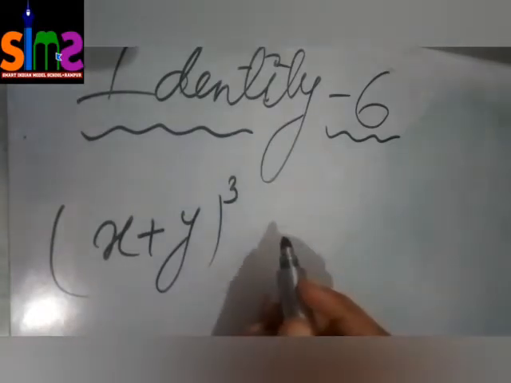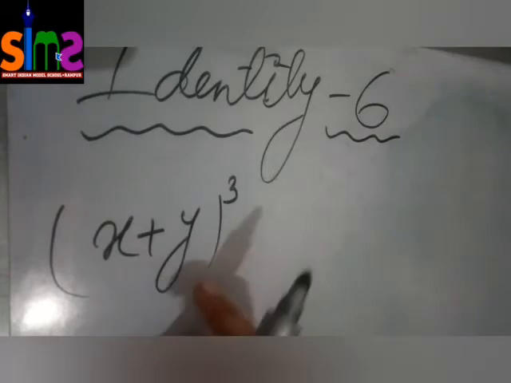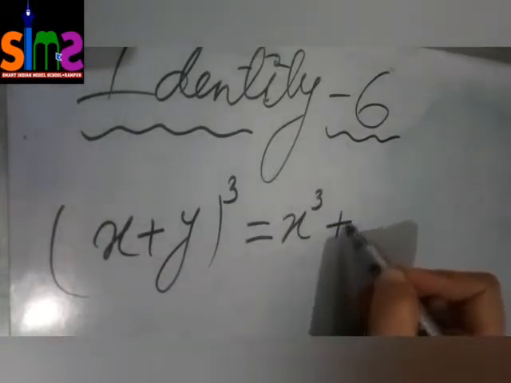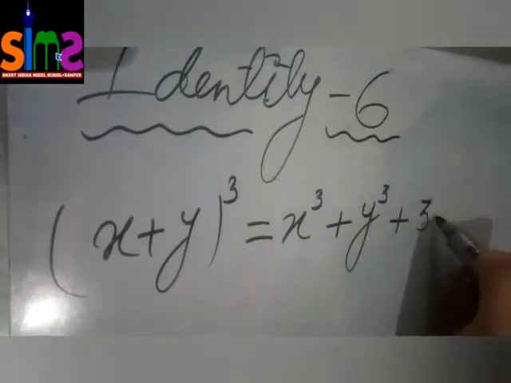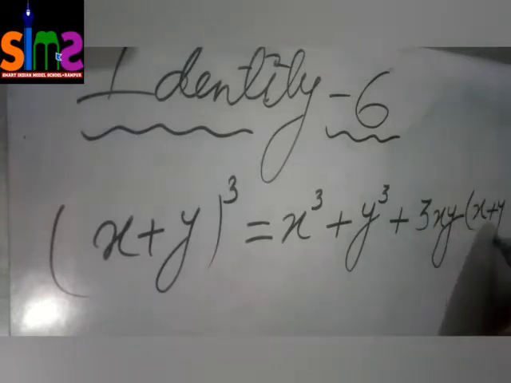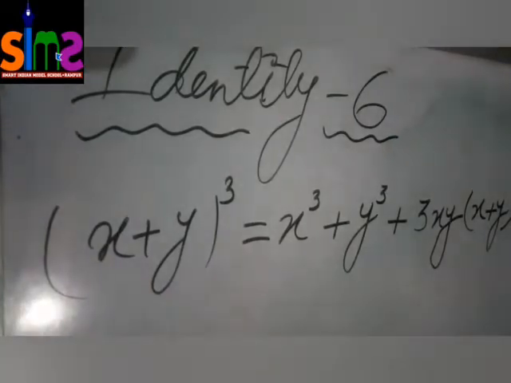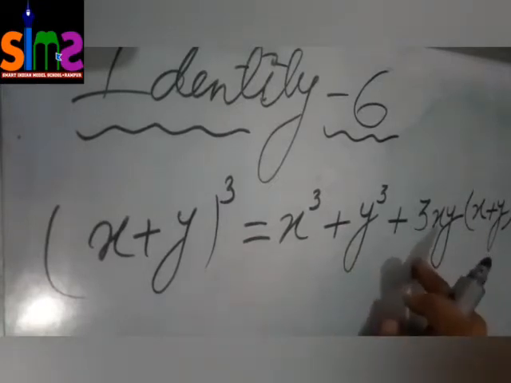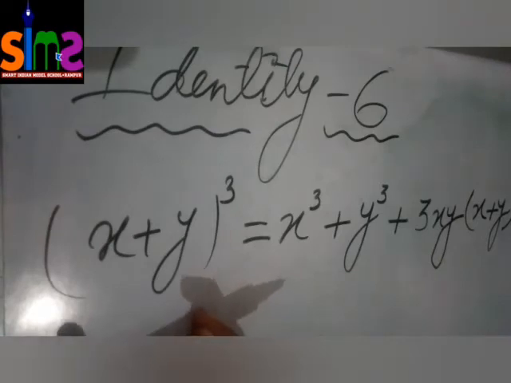Identity number 6 is the whole cube of x plus y. The expansion of the whole cube of x plus y is equal to x cube plus y cube plus 3xy, and then bracket x plus y. It is the expansion of the whole cube of x plus y. It is the first step of this identity.